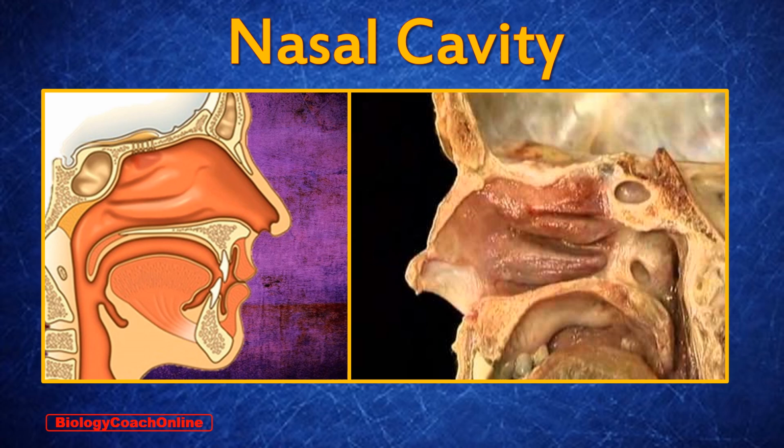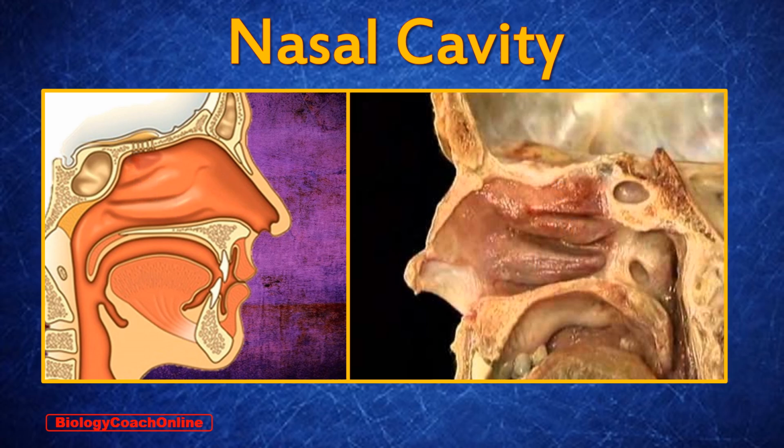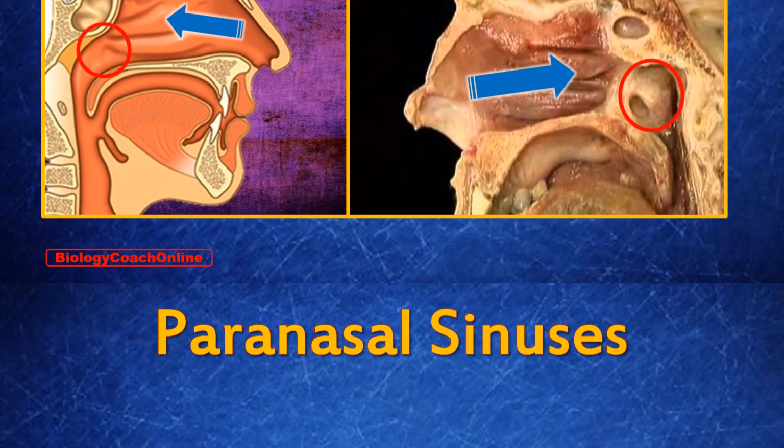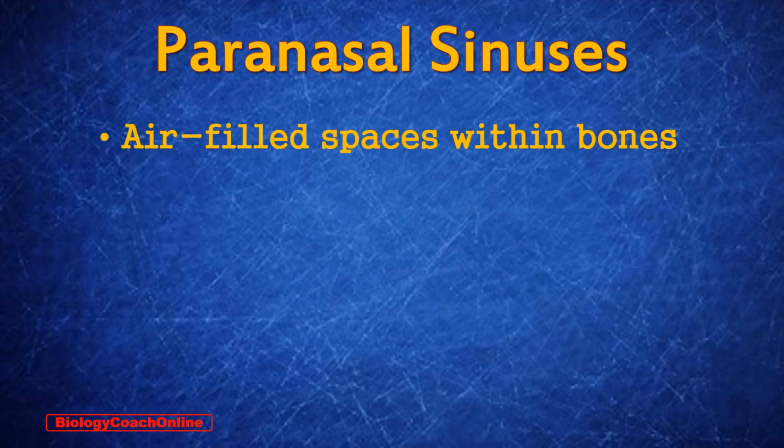And so now we can see the superior concha, the middle concha, and the inferior concha. Likewise, we see the superior meatus, the middle meatus, and the inferior meatus. As the incoming air gets scrubbed in the nasal cavity, it passes into the area of the internal nares. You see that here. Now, a sinus is an air-filled space. The paranasal sinuses are located within bone.